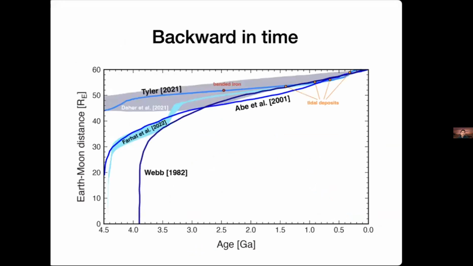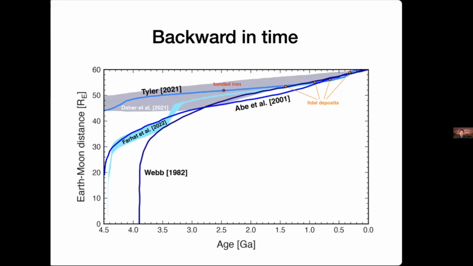These are a few representative examples of this backward-in-time approach. This one is by Webb, 1982. It is the same as what I have already shown in the previous slides. And this one is by Abe and others in 2001. It's interesting because, as far as I know, this is the only one that considers the influence of evolving continental configurations. And in the last couple of years, we have seen the publication of more sophisticated models: Tyler 2021, Daher et al. 2021, and Farhat et al. 2022, which Mohammed talked about last month.